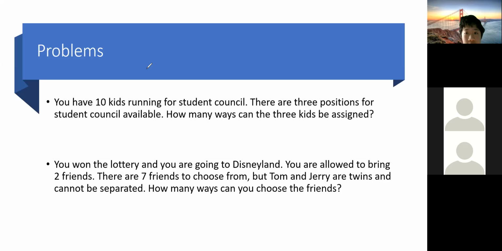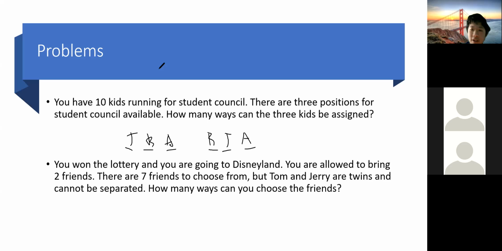Okay. So the first one is different because we have 3 available spaces in the student council, but they're all the exact same, right? It's not like there's a president and a vice president and a secretary of state. They're all the same. So this means if we assign, let's say, John, Bob, and Alex in this order, this is the exact same thing as assigning Bob, John, and Alex, like this.